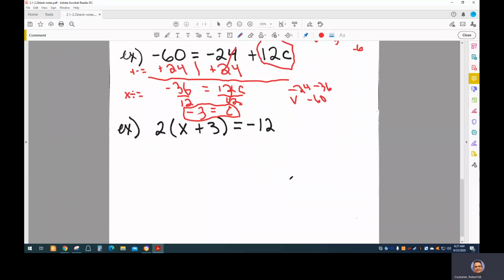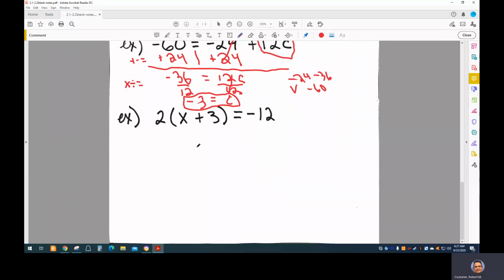And here is our last problem. Notice what's going on here. This is still an equation, but I have parentheses on this side. I added like a third step, an extra property that we've already learned. Can you guys think of what this property is? You're right.